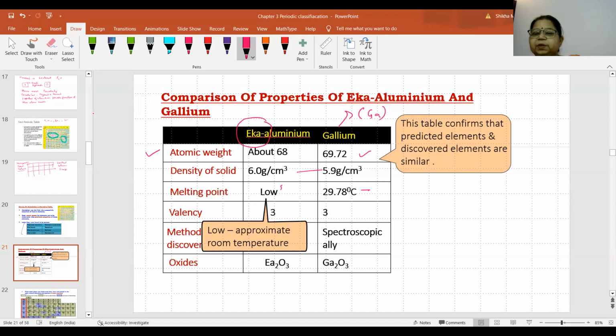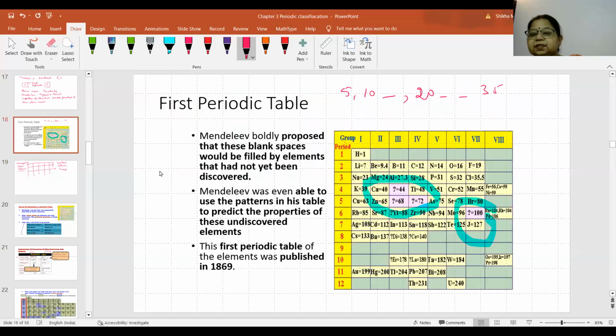Can anybody tell me the formula of aluminium oxide? Al2O3. Correct. So that means aluminium and gallium belong to the same group, as we can see here, right? Boron, aluminium, gallium, indium, thallium, as we will see in the modern periodic table. So his predictions were pretty accurate.